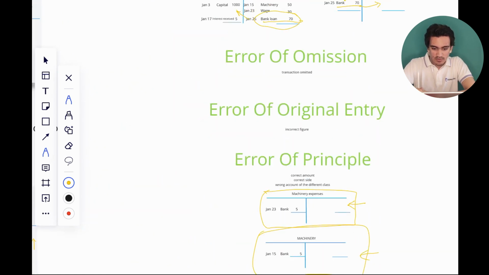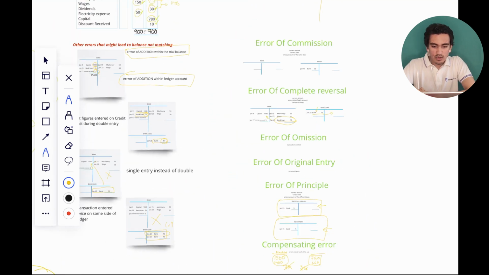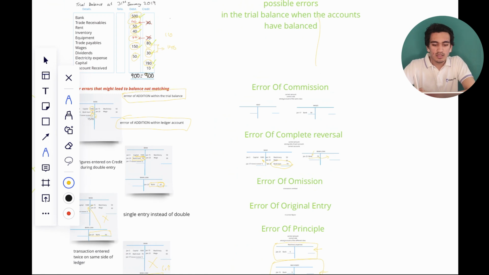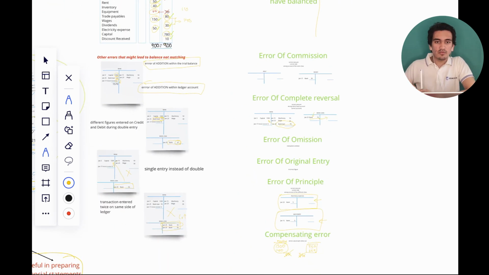So these are 6 kinds of errors that we saw that will not impact the matching but are still errors and will affect the balances and our financial statements. These are error of commission, error of complete reversal, error of omission, error of original entry, error of principle, and compensating error.